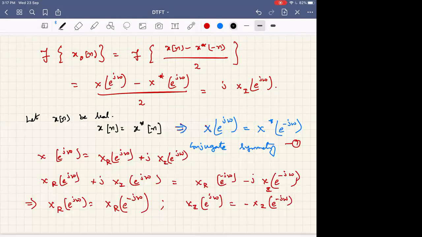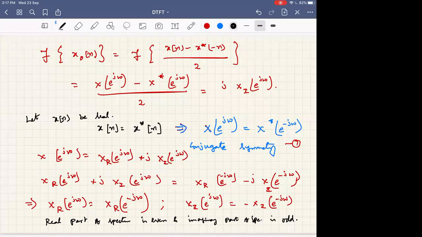Or you can also tell that the real part of the spectrum is even and the imaginary part is odd. What I'm writing, is it correct or not? Are you able to understand? Yes, sir. So if the signal is real, then the real part of the spectrum is even and the imaginary part of the spectrum is odd.